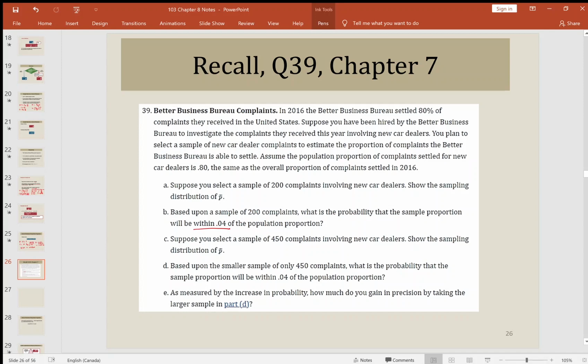So in this question, what we know is that the sample proportion is what we have to find, but this 0.04 is our margin of error. Okay, so that is given to us, and we were to find the probability. But now in chapter 8, the probability is given to us, and what we have to find is the margin of error.